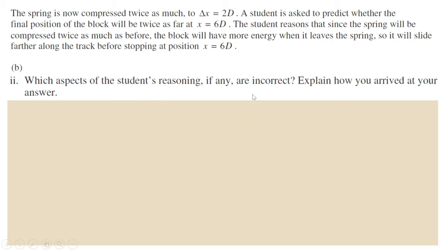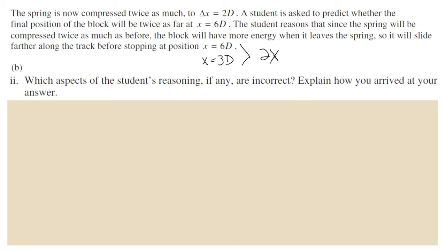It's important to realize here, they're saying the block is going to stop at position x equals 6d. And it is not obvious from the text of this, you have to remember the original stopping position of the block was 3d. So the main thing that we really have to get at here is, what factor does that stopping distance change by? And that factor that the stopping distance changes by is a factor of 2.